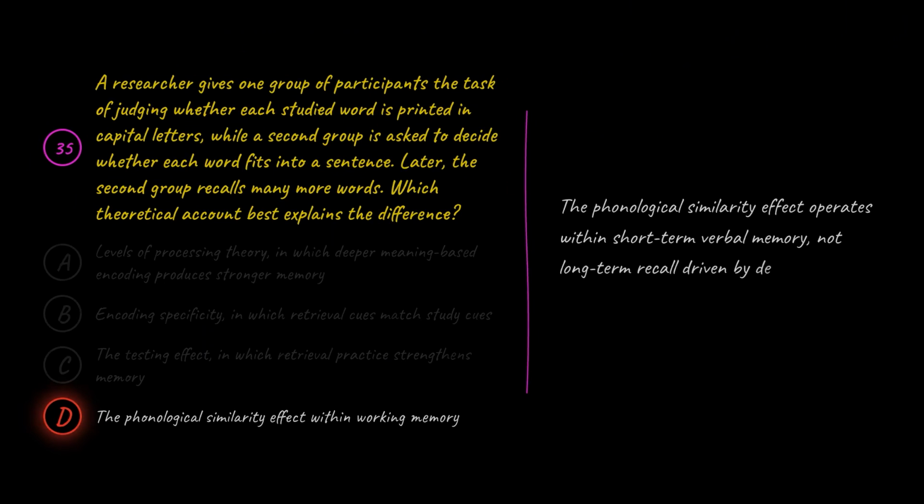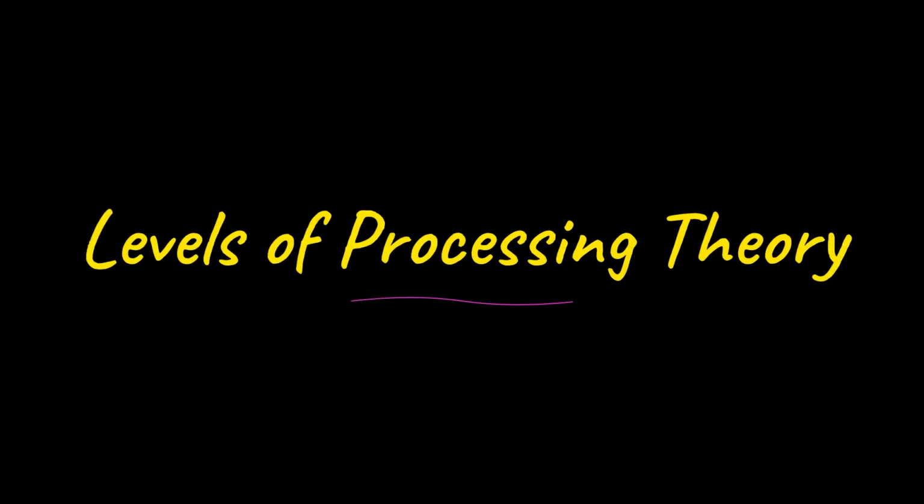Levels of processing theory, introduced by Craik and Lockhart in 1972, proposes that how well we remember something depends not on how long we study it, but on how deeply we process its meaning at encoding. Processing exists on a continuum. Shallow processing focuses on surface features like letter case or visual form. Phonological processing engages sound and rhyme. Semantic processing engages meaning, category membership, and connections to prior knowledge, and it produces the strongest, most durable memory traces.